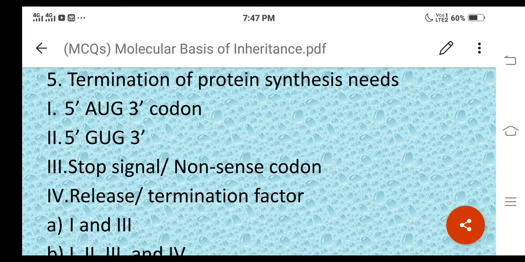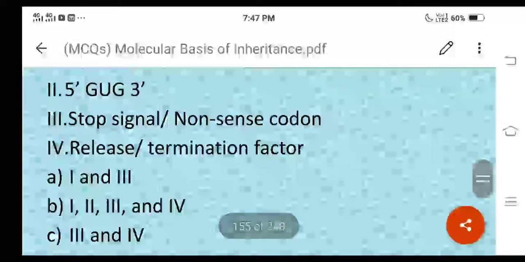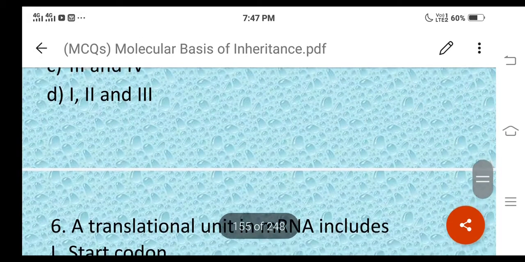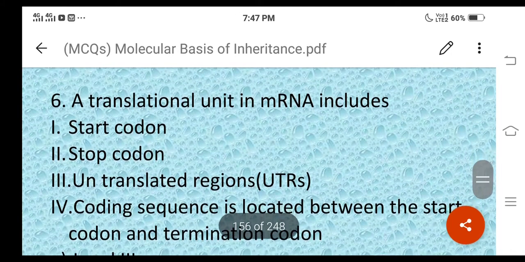So option C is the correct answer. Third and fourth statements are correct only, right? And let us move on to the next question, number 6.